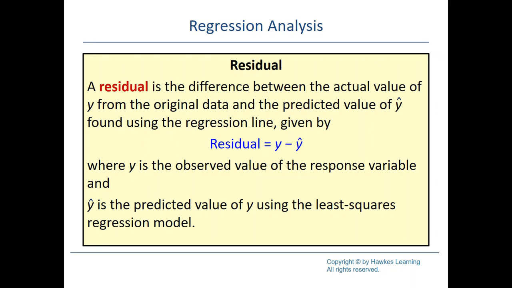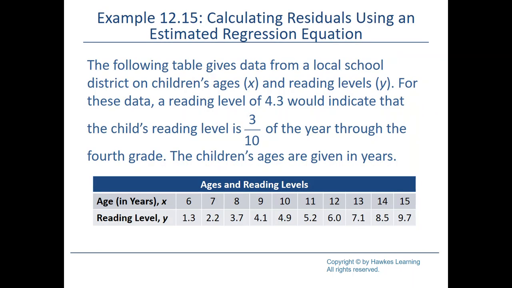Now it's very nice and easy to get a residual. It's literally the y value minus the predicted y value. Now the predicted y value is going to have to come from the best fit line, also known as the least squares regression model. So let's take a look at this.